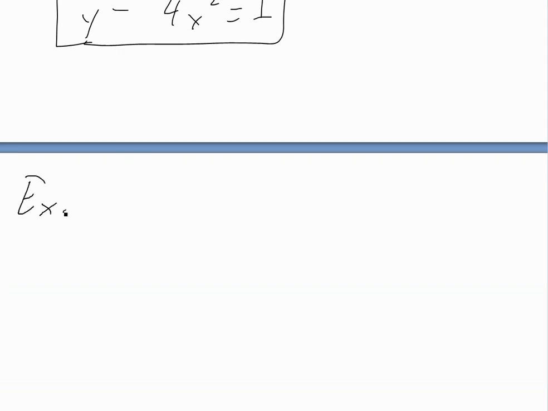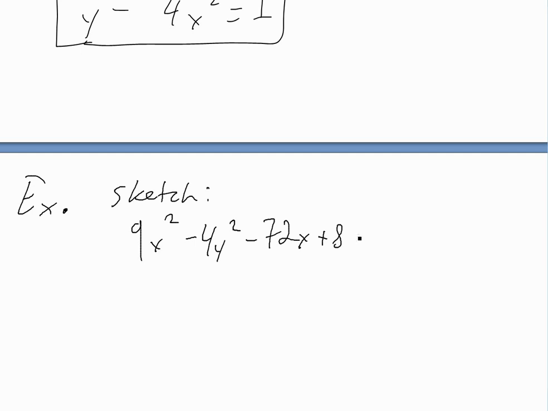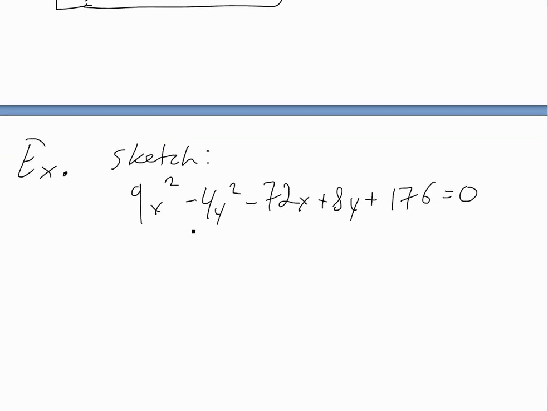So now let's do one final example. Let's say a really hard one. This one we're actually going to shift where the graph would be. So let's say we want to sketch this curve right here. We're going to get a long one here: 9x squared minus 4y squared minus 72x plus 8y plus 176 equals 0. So basically, we want to graph this one.